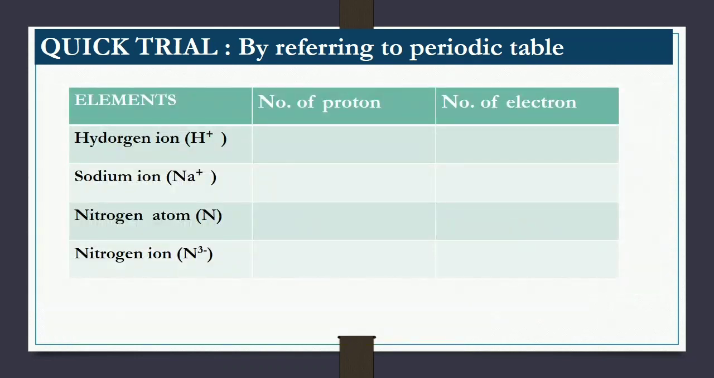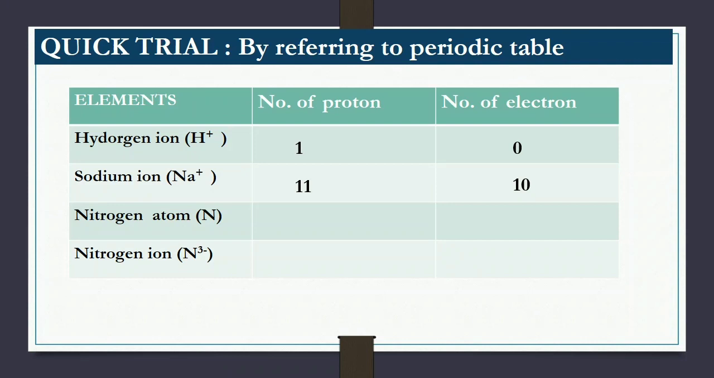Next, we are going to find the number of protons and electrons for other ions. For the hydrogen ion, you have H+. The plus means that the hydrogen atom has lost 1 electron, so the number of protons is still 1 and the number of electrons will be 0. For the sodium ion Na+, the sodium atom lost 1 electron, so the number of protons is still the same, which is 11, and the number of electrons will be 10.